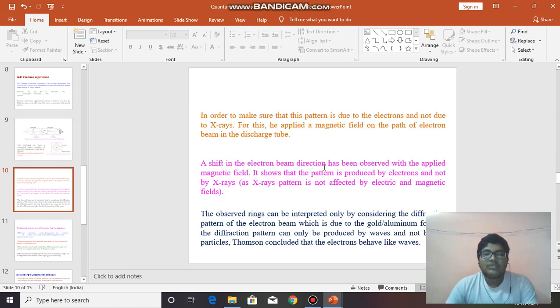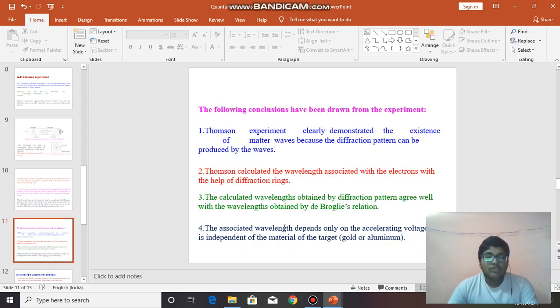In order to make sure that the pattern is due to electrons and not due to X-rays, he applied a magnetic field on the path of the electron beam in the discharge tube. A shift in the electron beam direction was observed with the applied magnetic field. It shows that the pattern is produced by electrons and not by X-rays. The observed rings can be interpreted only by considering the diffraction pattern of the electron beam, which is due to the gold and aluminum foil.